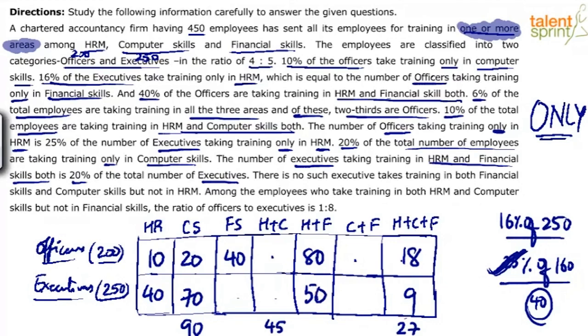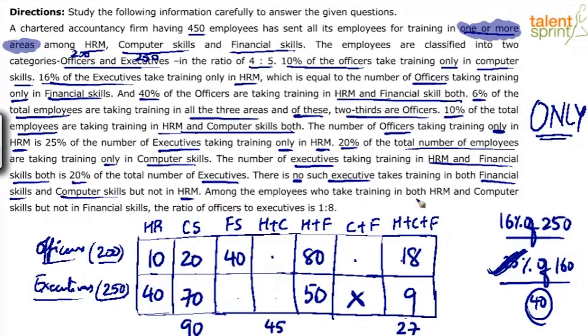50 comes here. There is no such executive who takes training in both financial skills and computer skills, but not in HRM. See, understand, financial skills plus computer skills is this region. So when you say financial skills and computer skills, it is obvious that it does not have HRM, right? This is financial and computer skills only, which means financial plus computer skills, but not HRM. So he says there is no such executive. So this is 0 actually, right? This is equal to 0, is what he said.